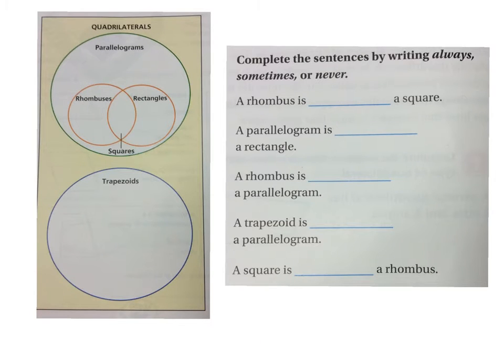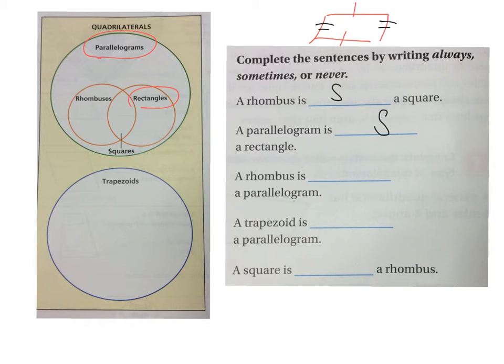A rhombus is either sometimes, always, or never a square. Sometimes. Good. I'm just going to write S for sometimes. A parallelogram is sometimes, always, or never a rectangle. So a parallelogram, which is right here, is it always a rectangle or is it only sometimes a rectangle? Here's a parallelogram. Its opposite sides are parallel and congruent. Is that a rectangle?